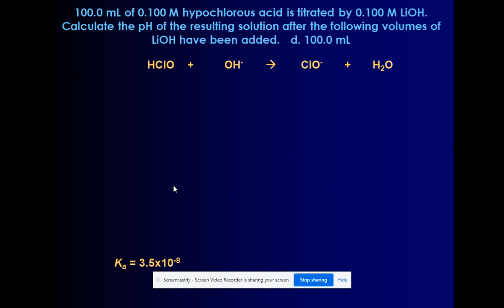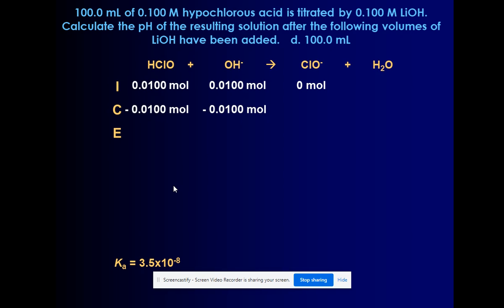So in part D, the initial amount of HClO does not change, but we now have the same amount of hydroxide: 0.1000 liters times 0.1 molar gives me 0.0100 moles. I have no hypochlorite ions to begin with. Since both reactants have the same amount, they're both limiting, and they're both going to result in the same amount of hypochlorite ion being generated.